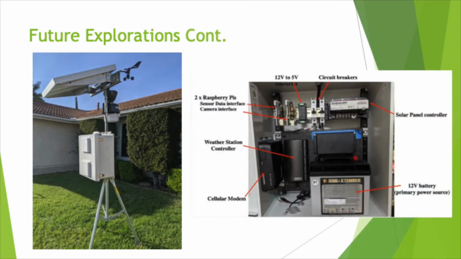On the left is the Davis weather station in action. It is equipped with a solar panel, a battery, and more. On the right is a picture of the inner workings. This is where additional Raspberry Pi sensors will be stored and protected from the weather.